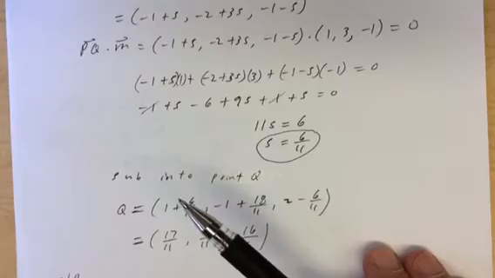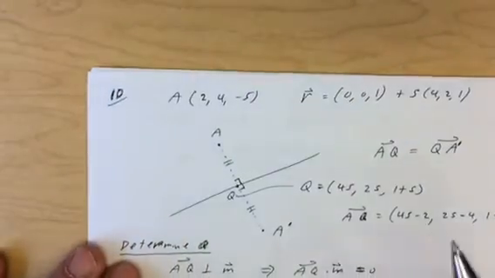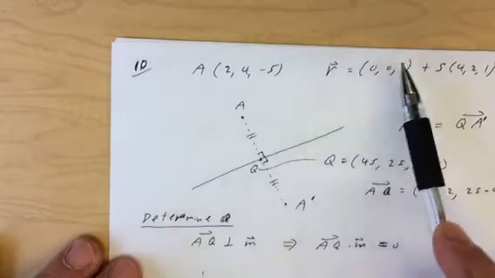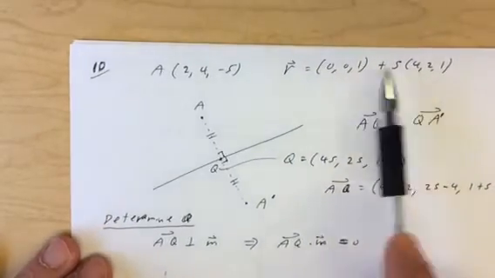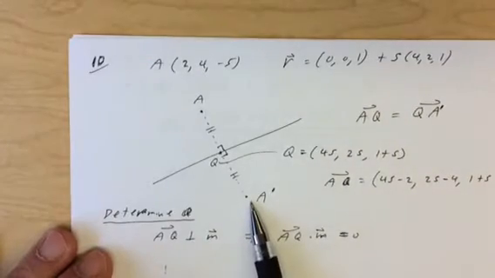Okay, so number 10, I'm just going to lay it out. I'm not actually going to solve it here. So number 10 wants a point that is reflected in the line, this line here. So a point that's reflected from that one in that line, so you're going to get this A prime point here.